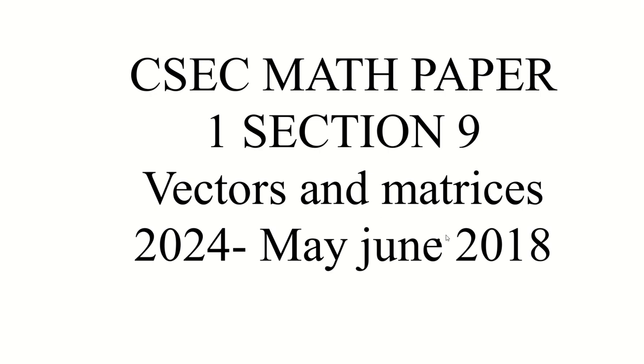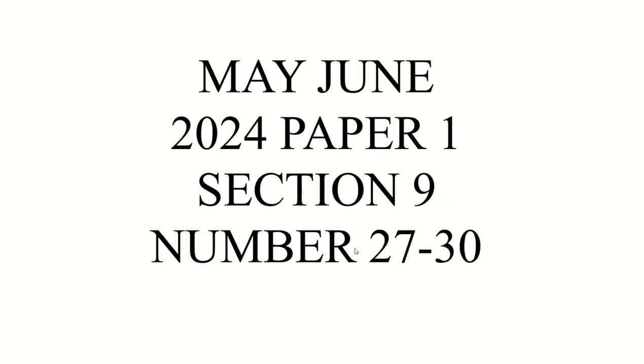Hi, good day everyone. Today we're going to be doing CSEC Maths Paper 1, Section 9, which is your vectors and matrices. And this year, the years that we're going to do is 2024 to May, June 2017. Anything before, anything after May, June 2017, vectors and matrices did not come in Paper 1. Right, so the first year, May, June 2024, Paper 1, Section 9, number 27 to 30.